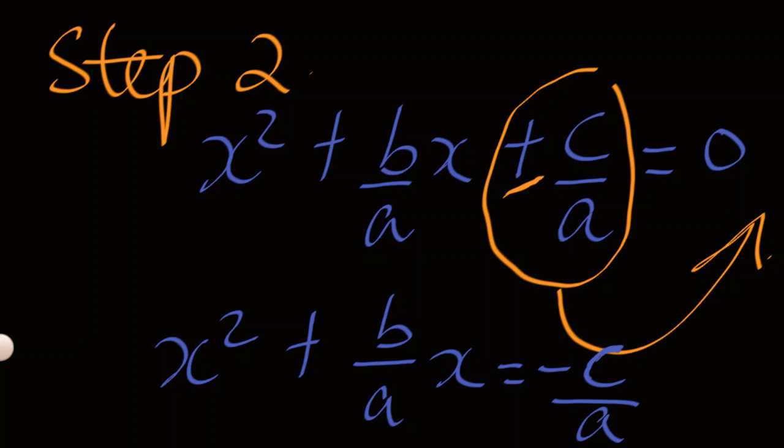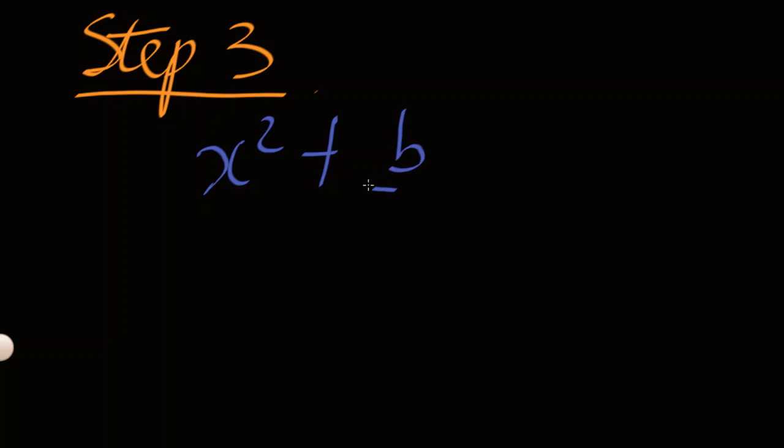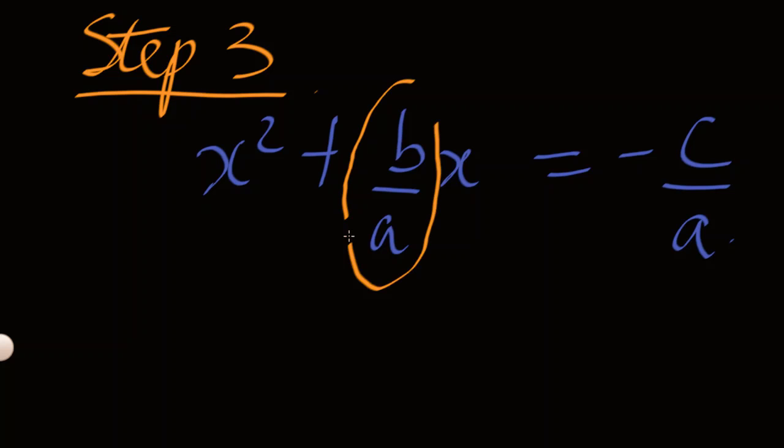Step number 3 is completing the square. Step 3. Here we are now completing a square. So let me rewrite what we have from the previous step. We have x squared plus b over a x equals minus c over a. To complete the square, we add the square of half the coefficient of x. So we look at this number here, find half of it, square it, and add to both sides.